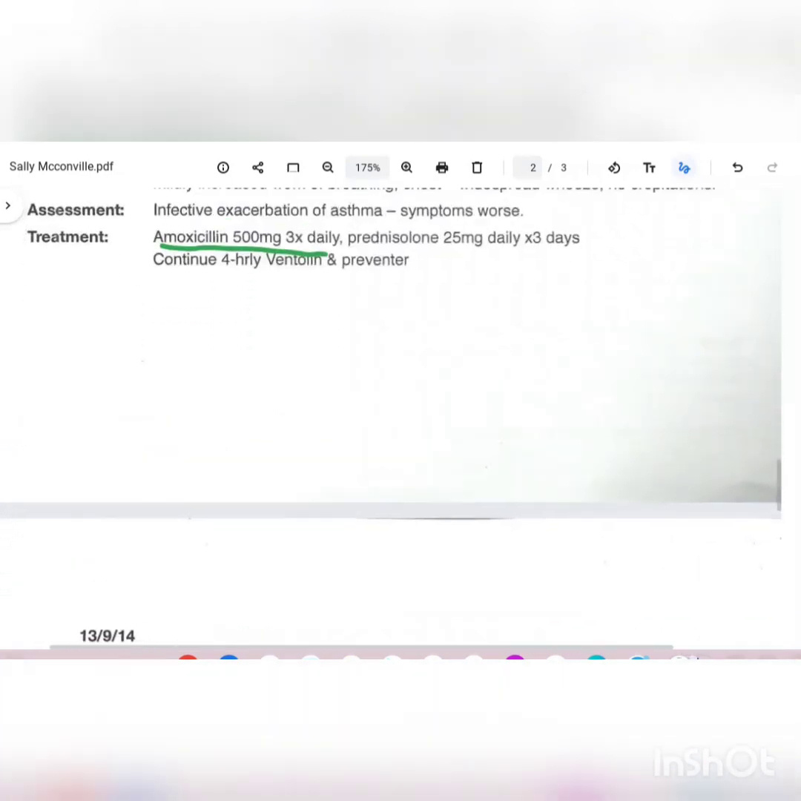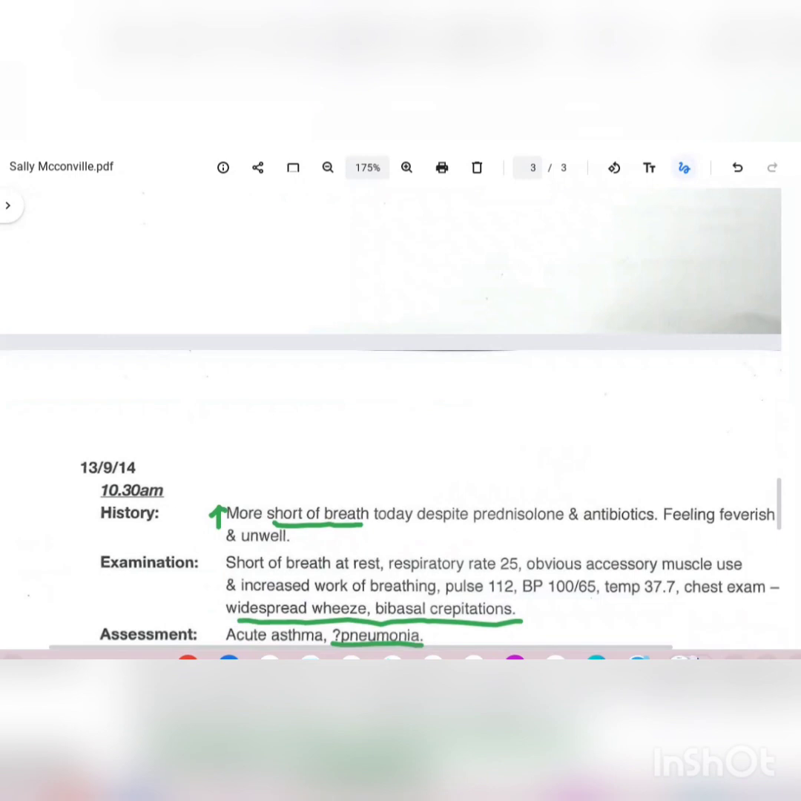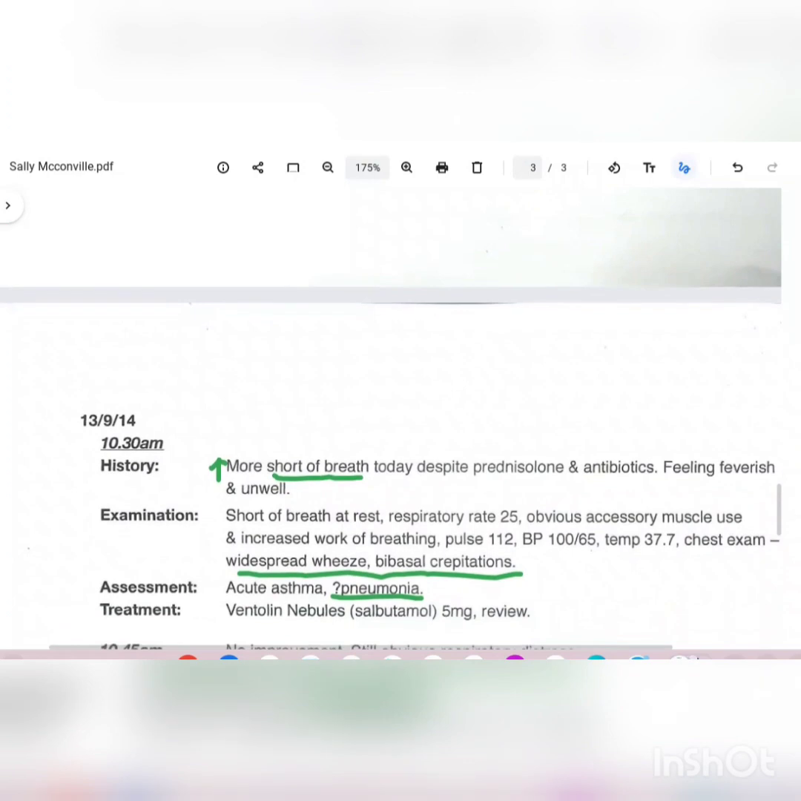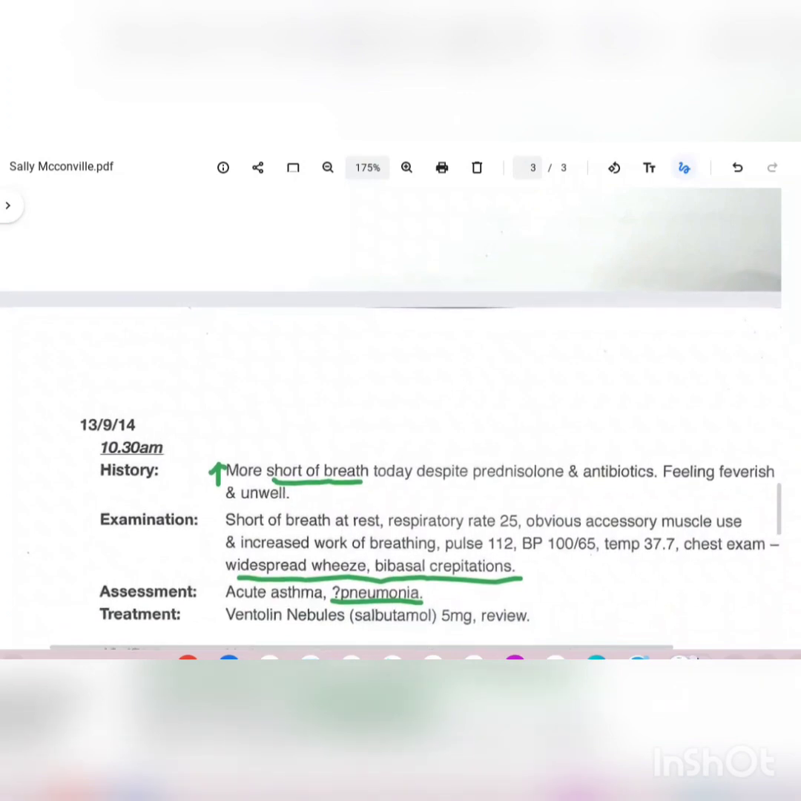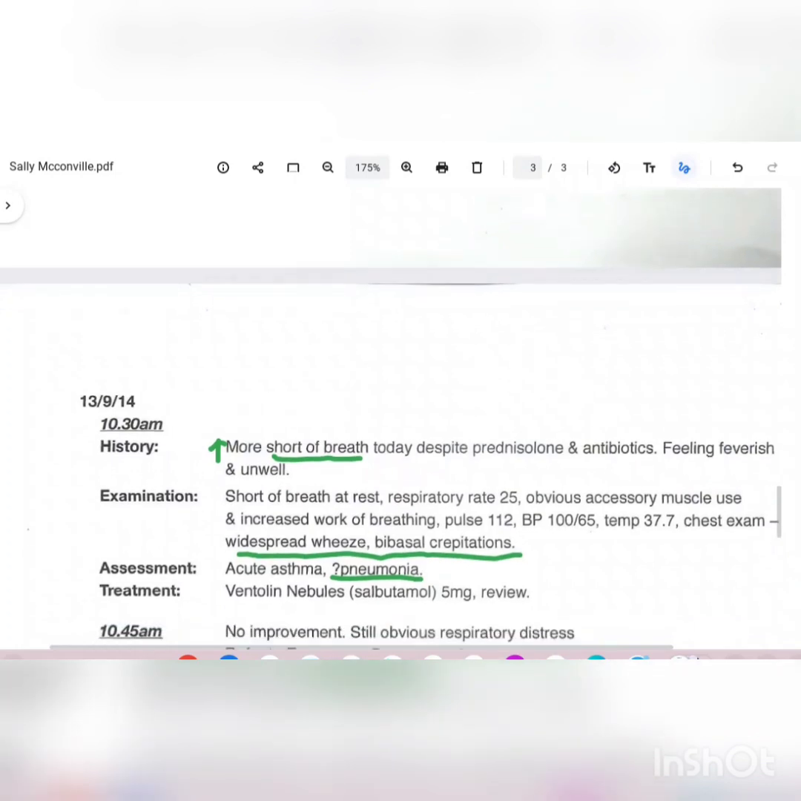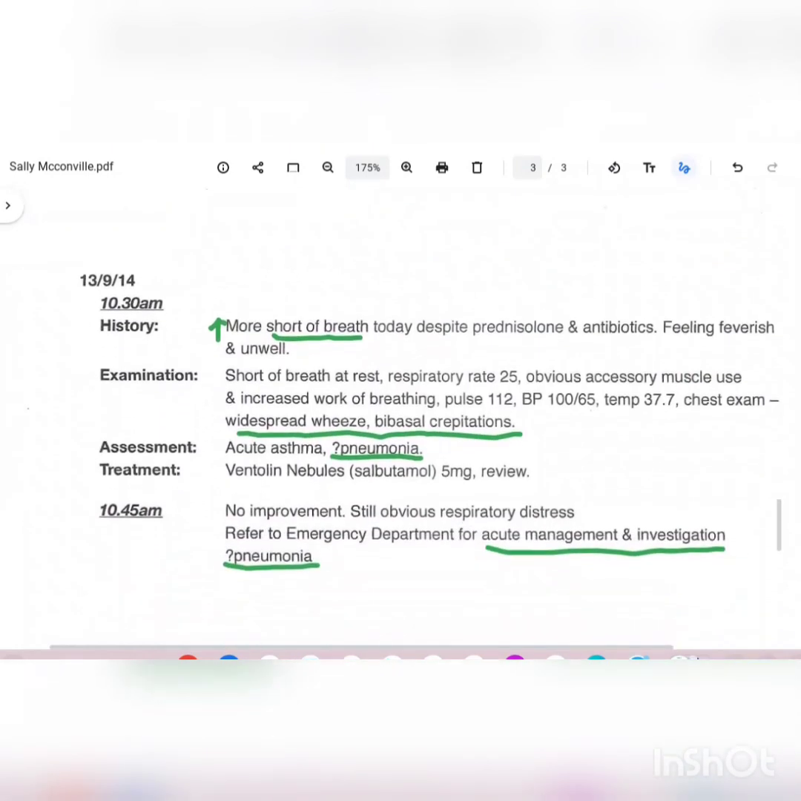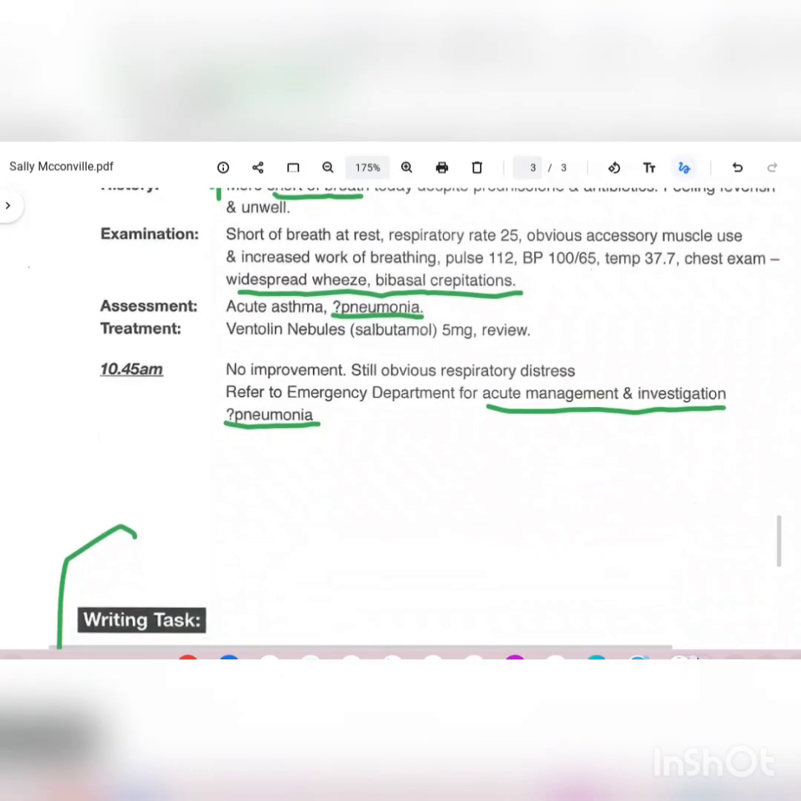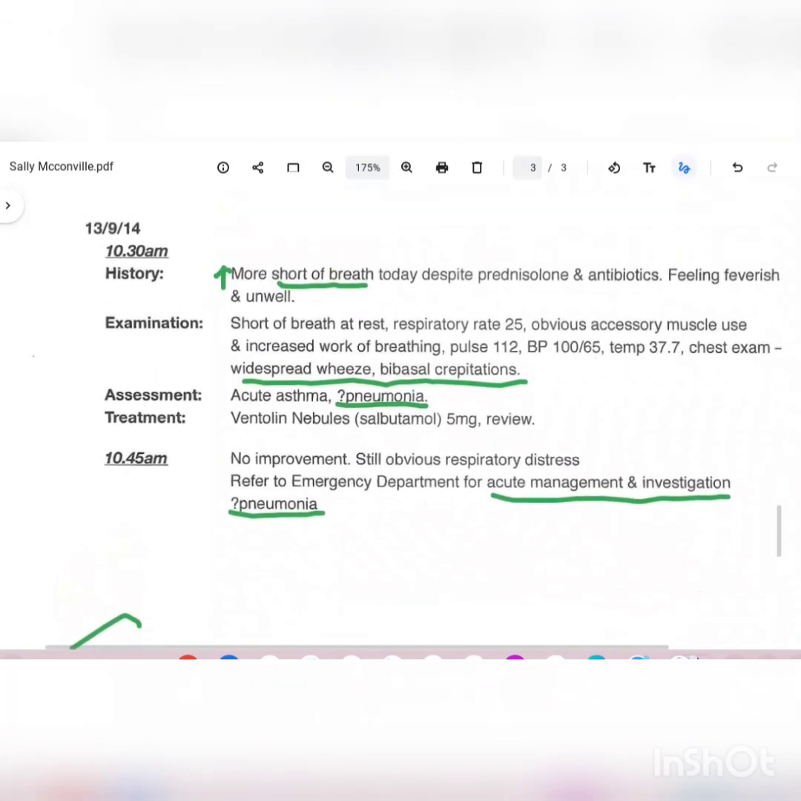Then comes the third visit that we already discussed, where the patient's symptoms are again worsening. There is no improvement in condition. Despite prednisolone and antibiotics, feeling very unwell. On chest examination, widespread wheeze and bibasal crepitations were present. So there is a chance of pneumonia and acute asthma, so definitely we want an emergency admission. Okay, this is all about the case note. Yeah, so the case note is there.